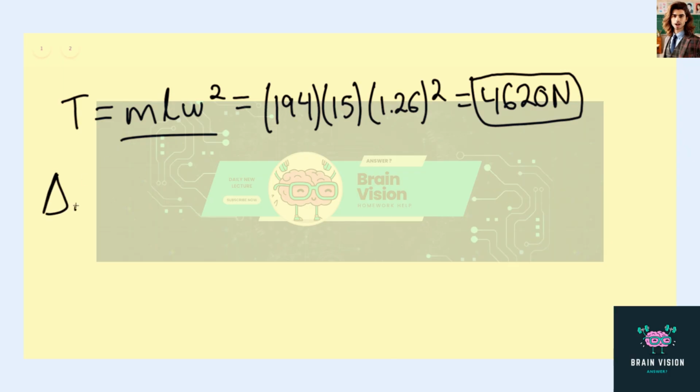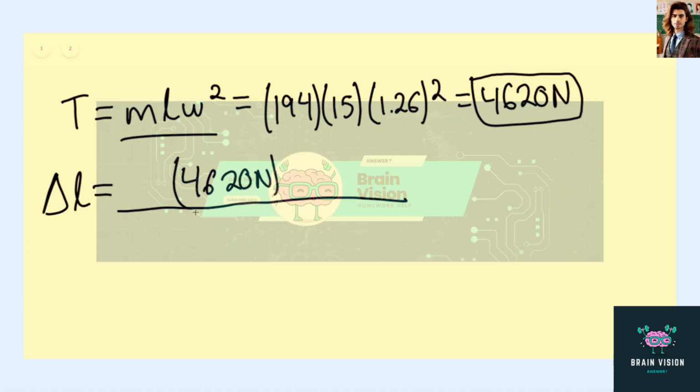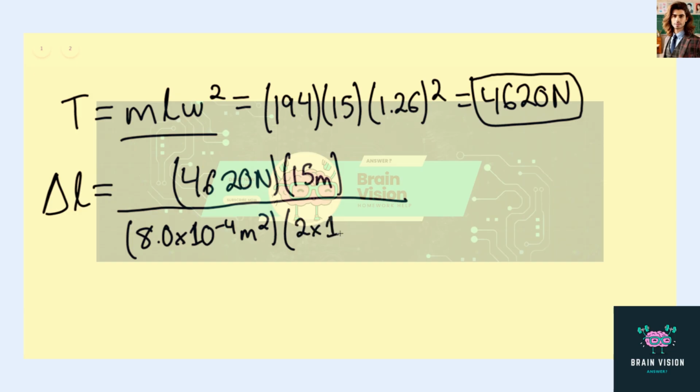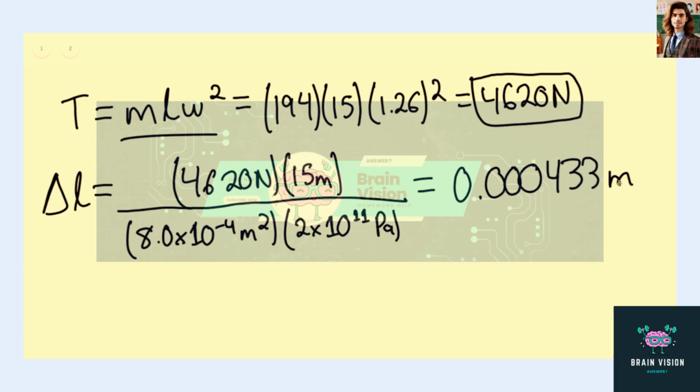So we can recalculate the elongation and say that this is going to be equal to now 4,620 newtons times, again, the original length of 15 meters, divided by the area, so 8.0 times 10 to the negative fourth meters squared, and then times 2 times 10 to the 11th pascals. And we find that the elongation is going to be equal to 0.000433 meters. So this would be your answer for part B.